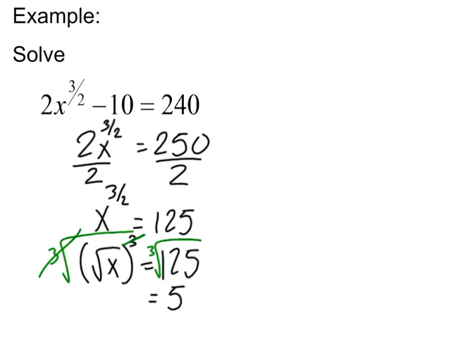So what I have left over is the square root of x equals 5. The opposite of a square root is a square. Square both sides. And my final answer is x equals 25.